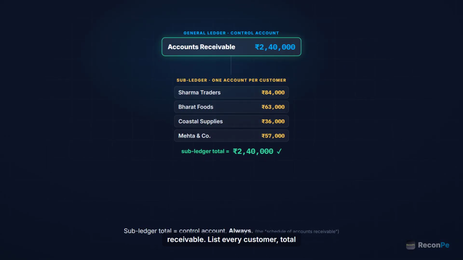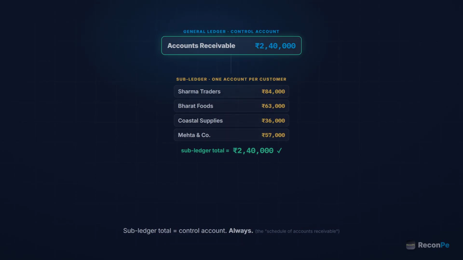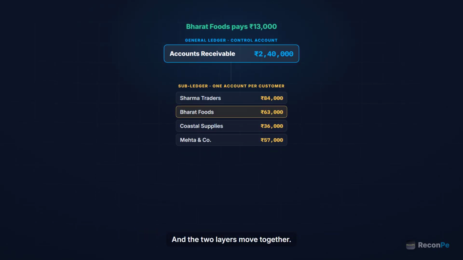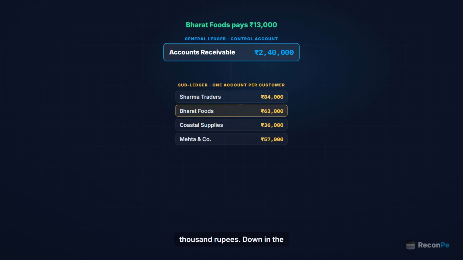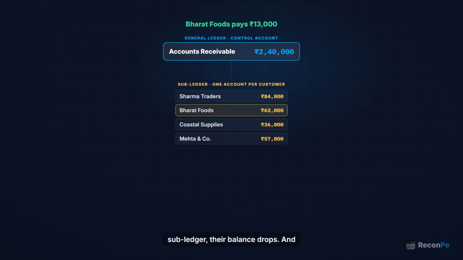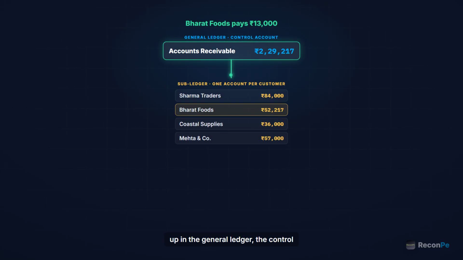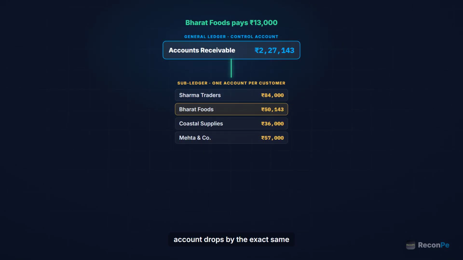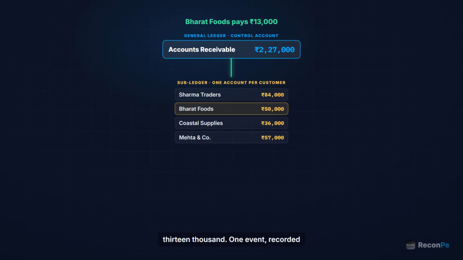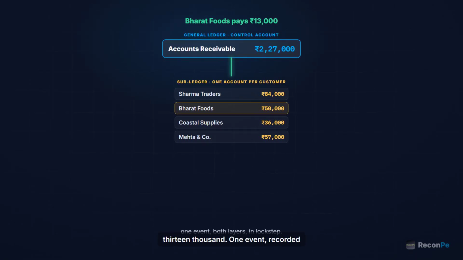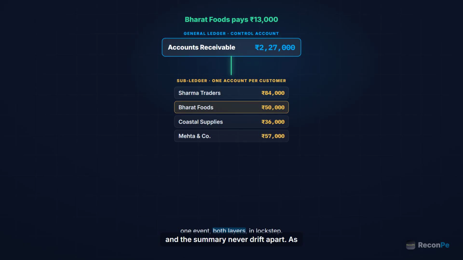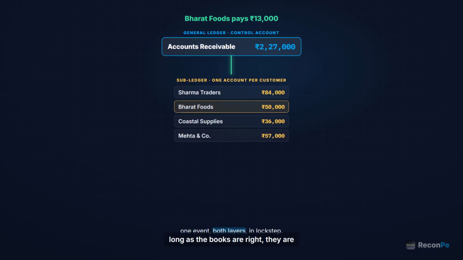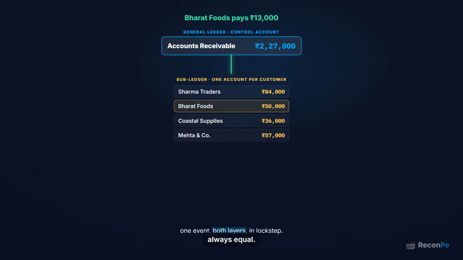List every customer, total it, and it must match the control account to the rupee, and the two layers move together. Watch. Bharat Foods pays 13,000 rupees. Down in the sub-ledger, their balance drops. And up in the general ledger, the control account drops by the exact same 13,000. One event, recorded in both layers at once. The detail and the summary never drift apart. As long as the books are right, they are always equal.